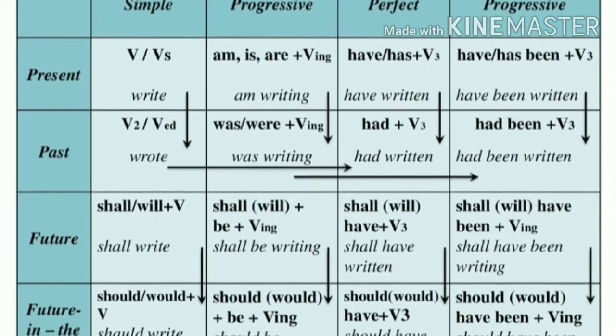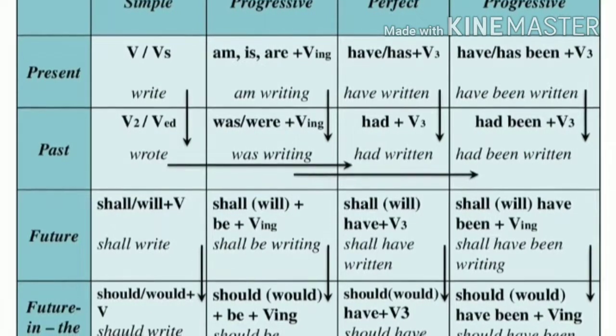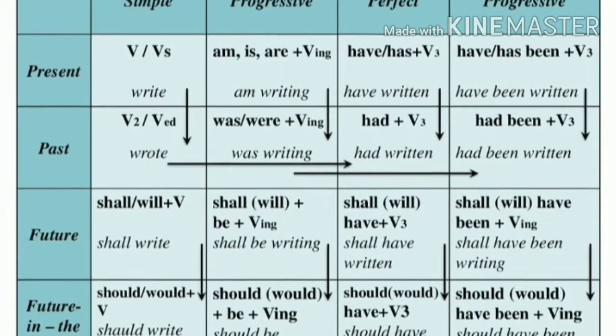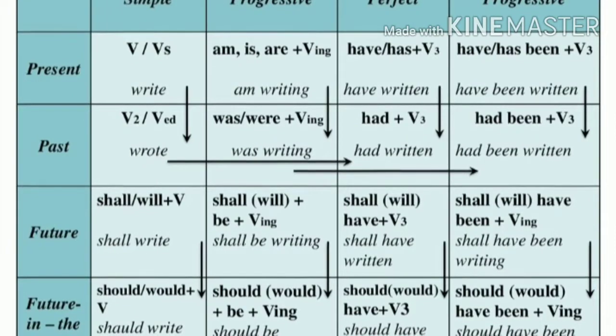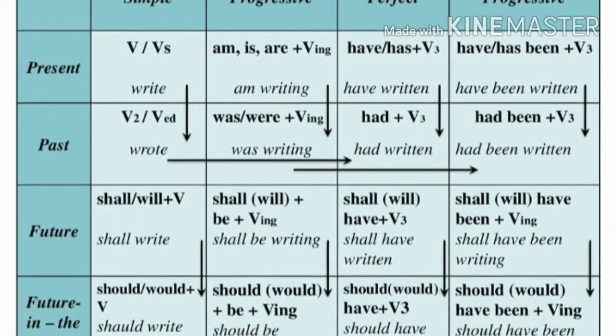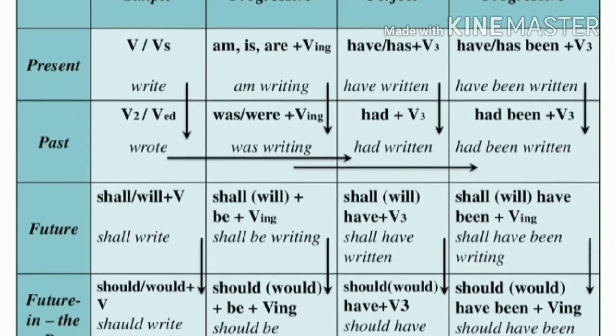Alright, and your past continuous will change to past perfect continuous. See the structure, was/were plus verb ing form, that is called gerund. So was writing will become had been written, had been plus verb third form. Alright, hope now it's clear to you. Let's check out the future tense structure.